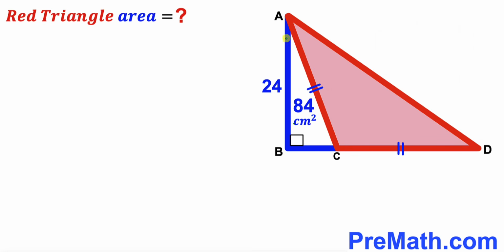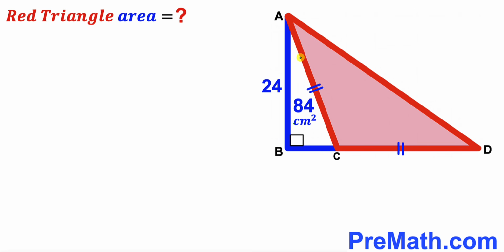Welcome to PreMath. In this video, we have got this big right triangle ABD. It consists of these two triangles, the blue right triangle ABC and the red isosceles triangle ACD, as you can see in this given diagram.